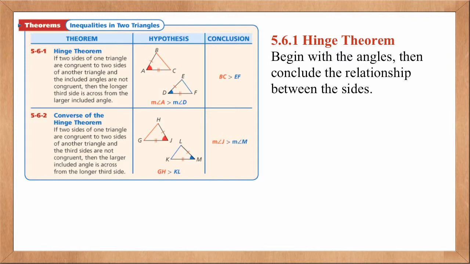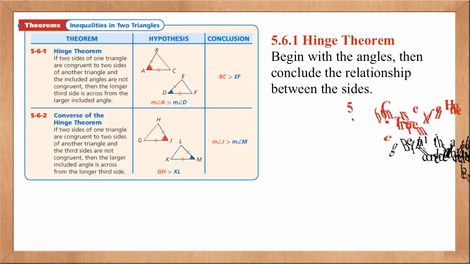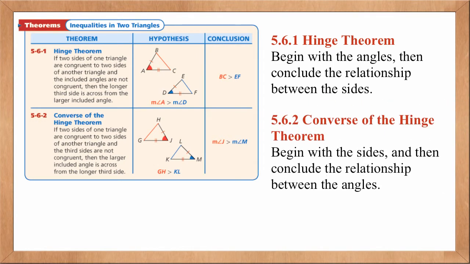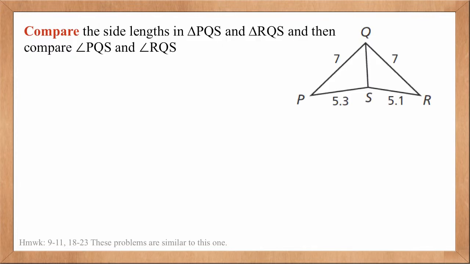So how do you know that you have the converse? Well, when you have the converse of the Hinge theorem, you begin with the sides and you end up concluding the relationship between the angles. Those are the two ways that you know you're either dealing with the Hinge theorem or the converse.